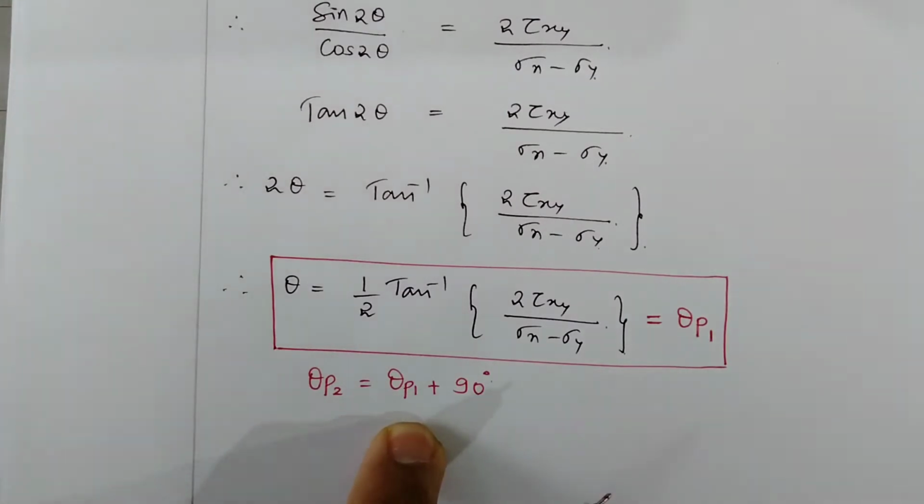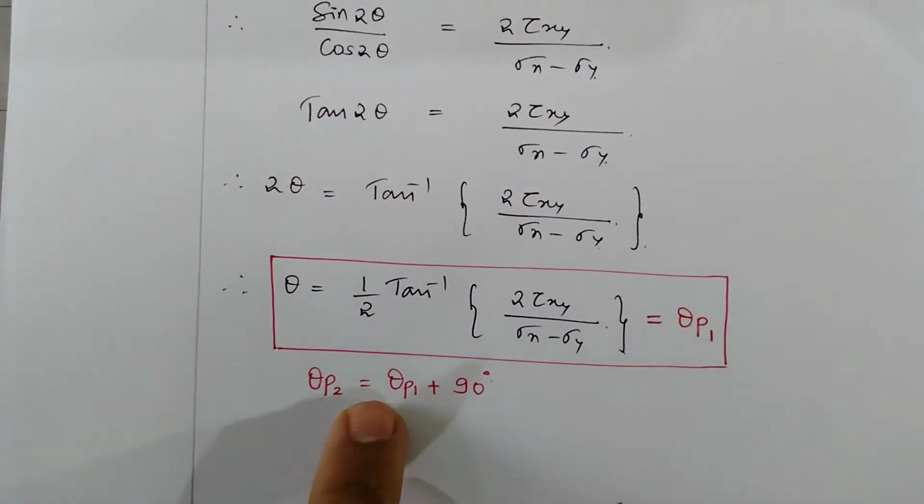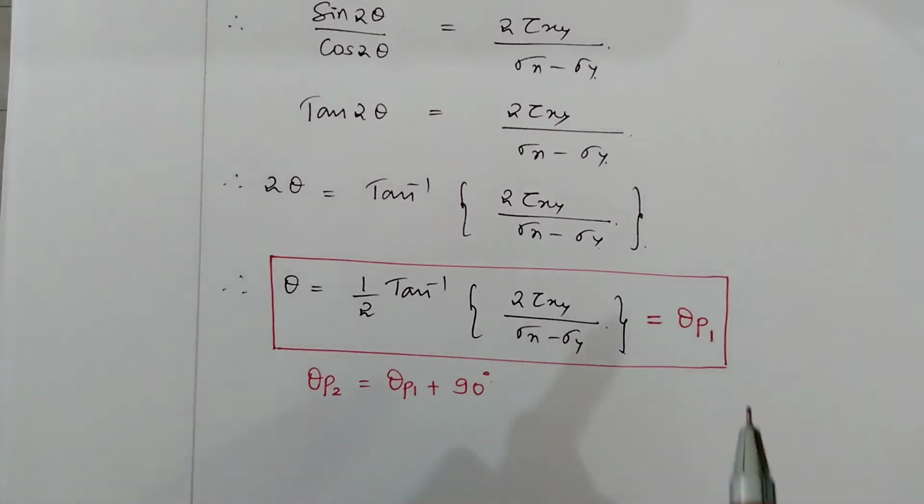This is also important. Later we are going to prove this. It is asked many times in the examination that the two principal planes are orthogonal. You need to prove that, or you need to show that the angle between two principal planes is 90 degrees. We will prove it later. For the time being, we need to remember that once I get theta P1, I can easily get theta P2 by adding 90 degrees to that value. So this is locating principal plane.